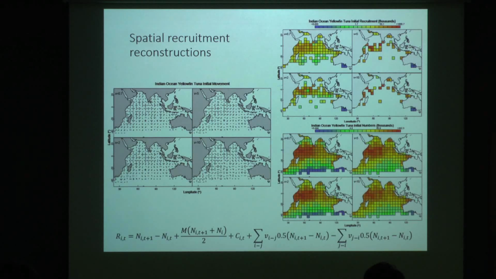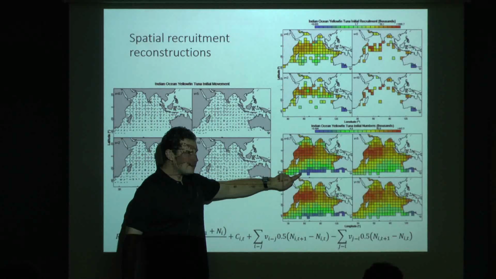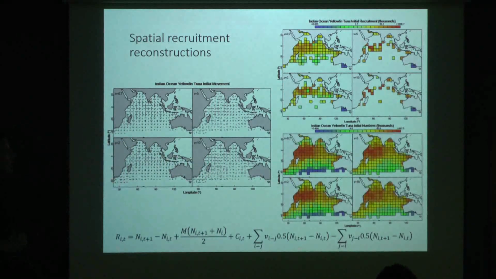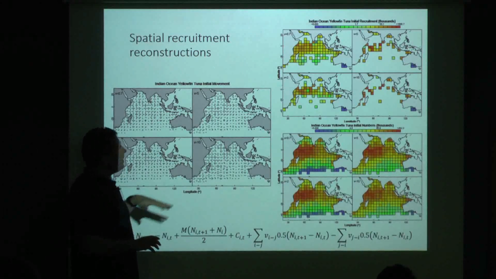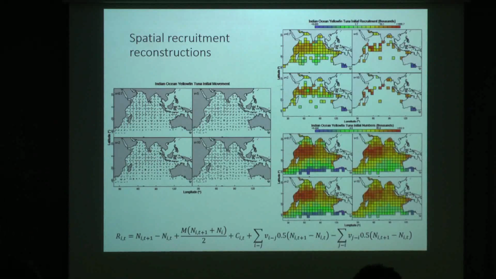So we can do that recruitment reconstruction spatially, because we have information for each one of these little spatial cells. And so we just build up its little recruitment history. We add the catch back in on each one of those cells. And suddenly we get a bunch of cells where it says, well, given the catch that came out of this cell, you have a negative population size. This is not possible. It makes no sense.